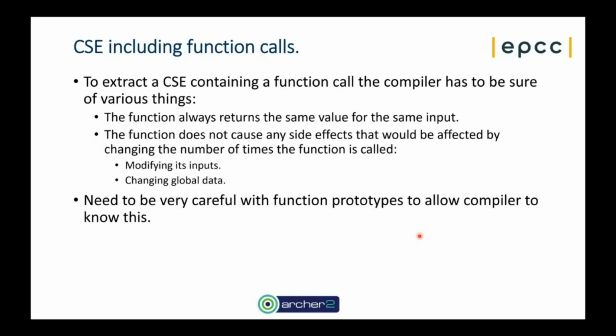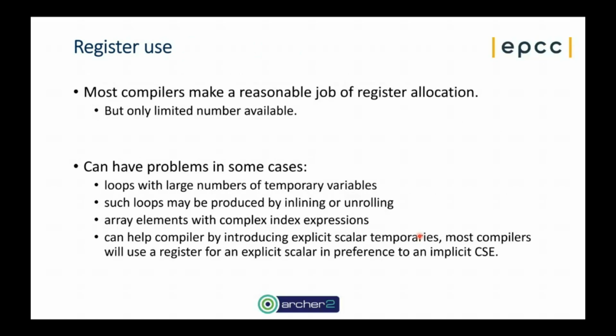So the function call one particularly is challenging for the compiler, but you can tell the compiler things like the intent variables, or if it's a pure function in Fortran, it'll let it reason more about whether that function call will produce the same result twice. In C, you can have things like const functions and const arguments to the function, which will tell the compiler that things aren't going to change if you run it twice.